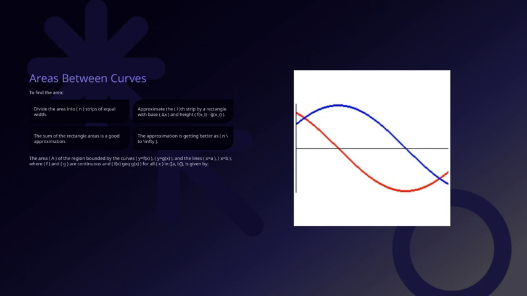The smaller the strips, the closer our approximation gets to the true area. When we want to find the actual area, we take the limit as n approaches infinity, turning our sum into a precise integral. This approach is fundamental in understanding how we analyze areas between curves mathematically.